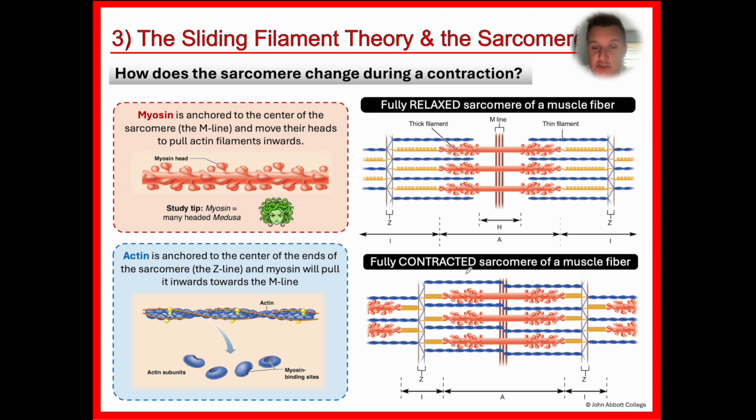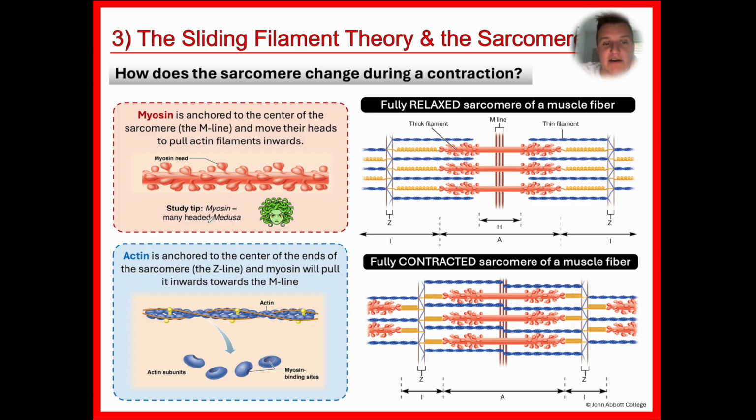And then when they're contracted, this is what the sarcomeres are doing, okay? So here's the deal. Myosin is anchored to the center of the sarcomere over here. Do you see these big, thick filaments? It's centered over here at the M line. And it moves their heads to pull on the actin filaments. Do you see these myosin heads that are on these thick myosin filaments?